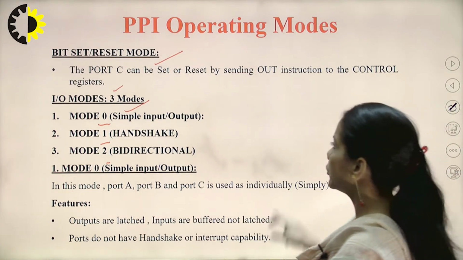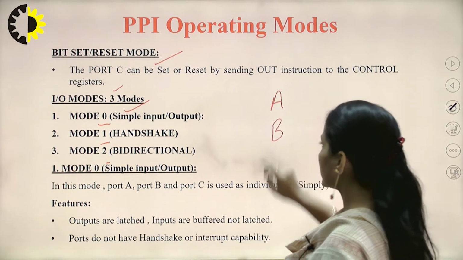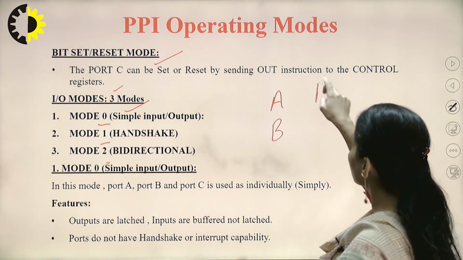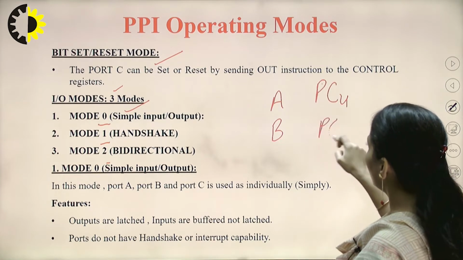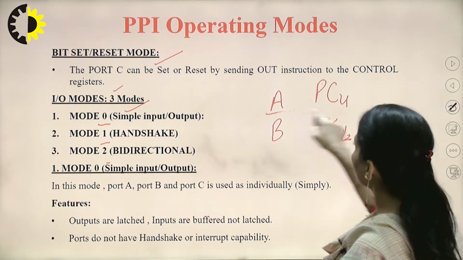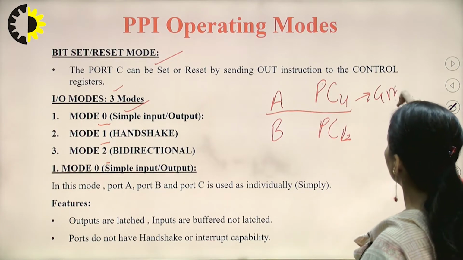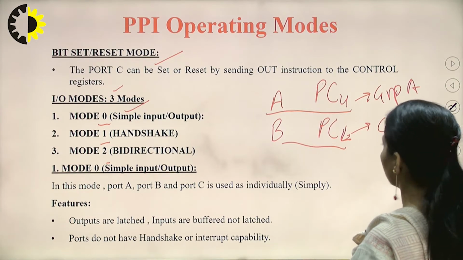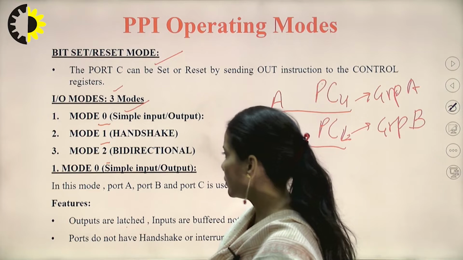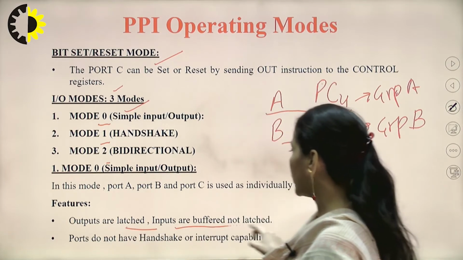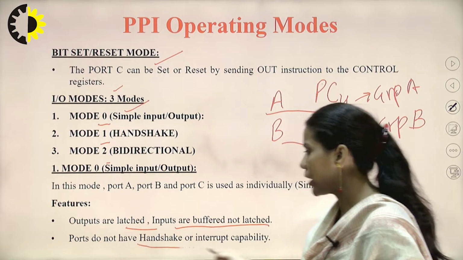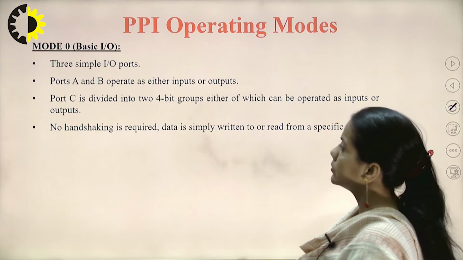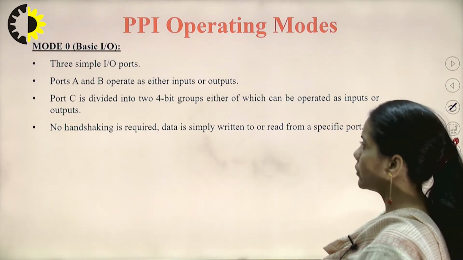In simple input output mode, port A and B act as simple input output ports. Port C can be split into two parts, port C upper and port C lower. These two make group A and these two make group B. Here outputs are latched, inputs are buffered but not latched, and ports do not have handshake or interrupt capability. So here no handshaking is required.